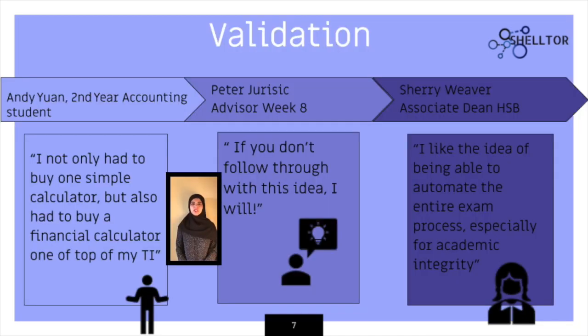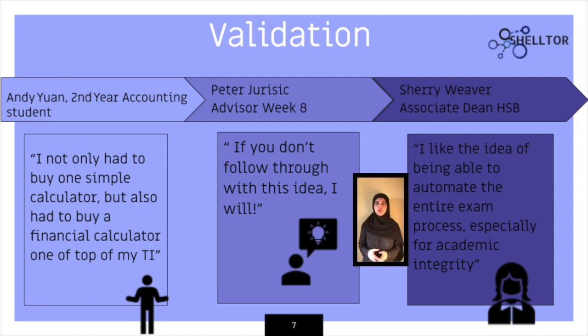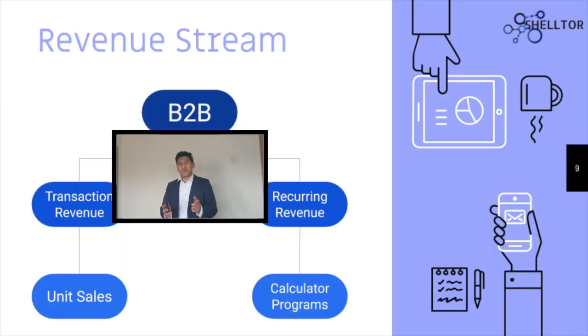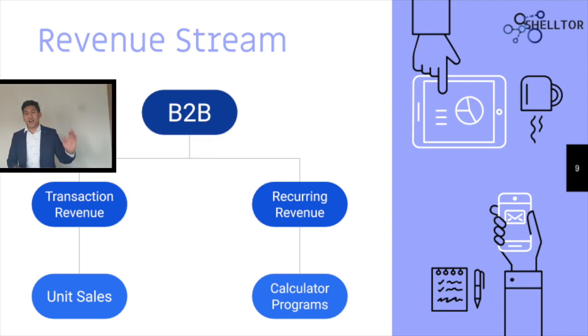Our validation comes from a second-year business student who said he had to buy multiple calculators. Advisor Peter from week 8 said that if we don't follow up with this idea, he will. And the associate dean of the Haskayne School of Business said this will be a great product to help with academic integrity.